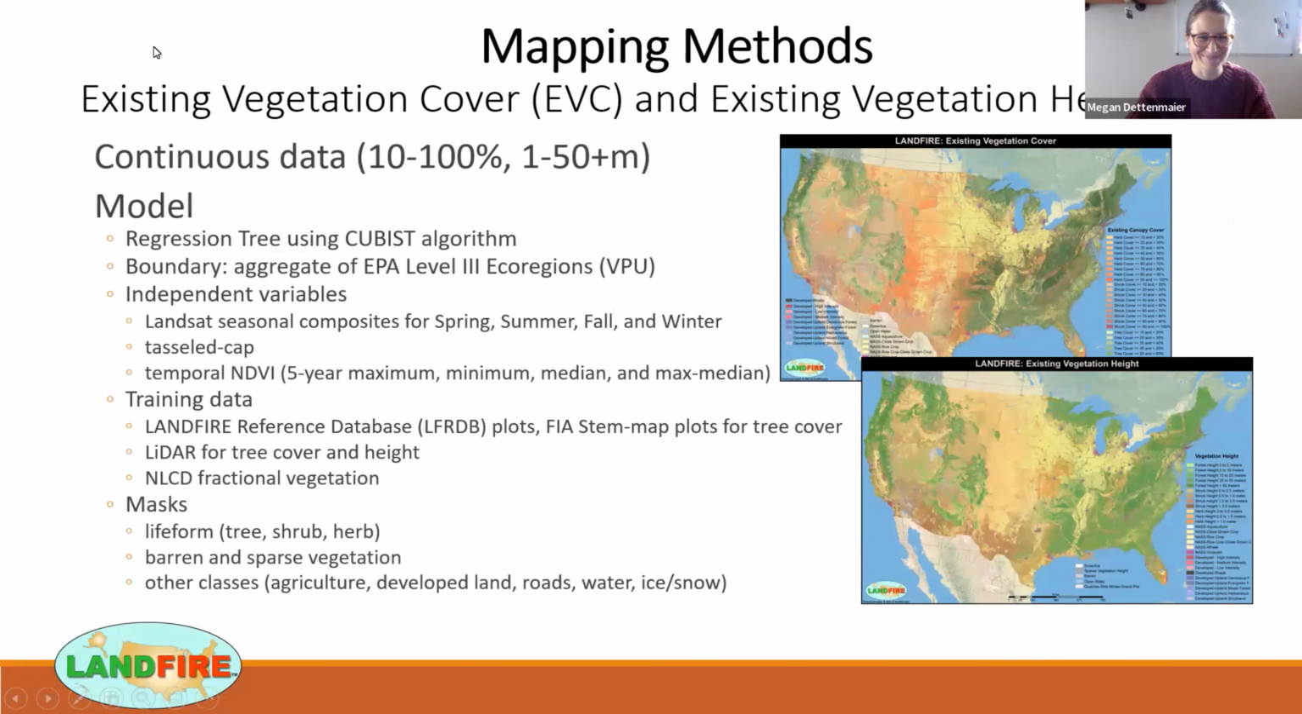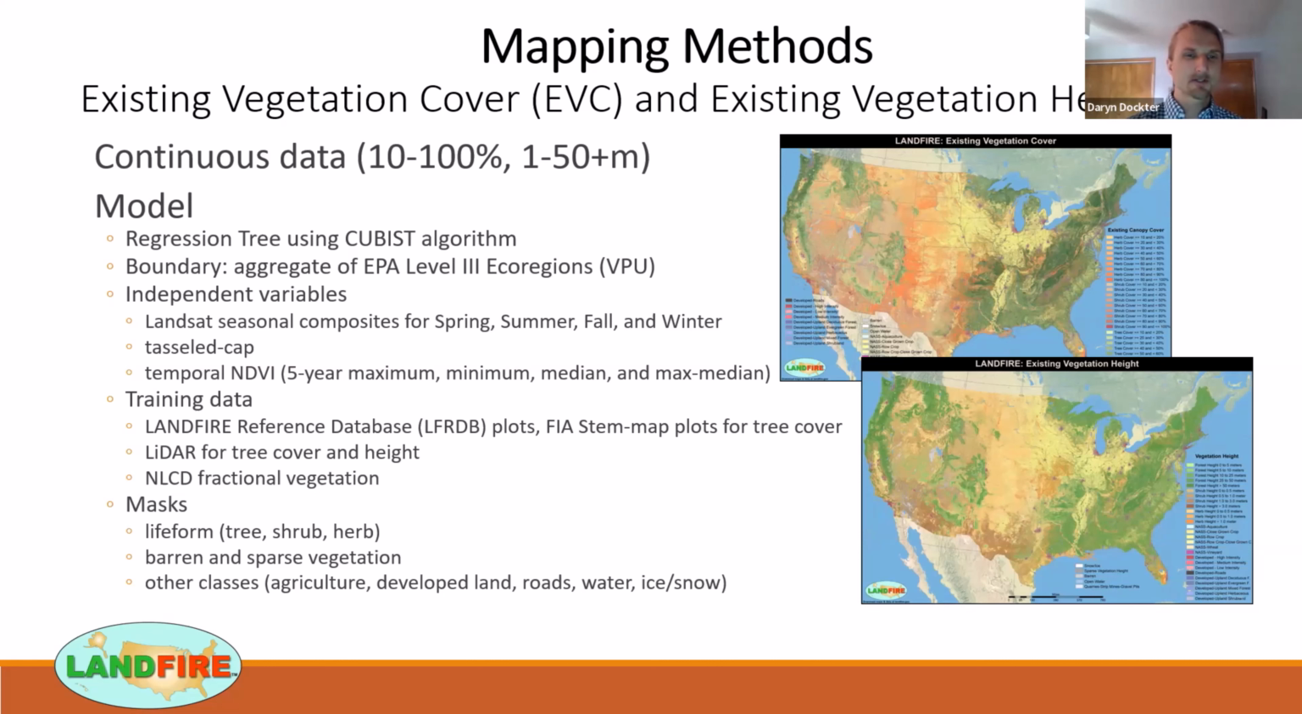Okay, very good. All right, here's a slide showing the methods of EVC and EVH, so existing vegetation cover and height. Starting with Remap, it is continuous output. So for cover, it's 10 to 100%. And then for height, herbaceous and shrub are in centimeters, and then trees are in meters.